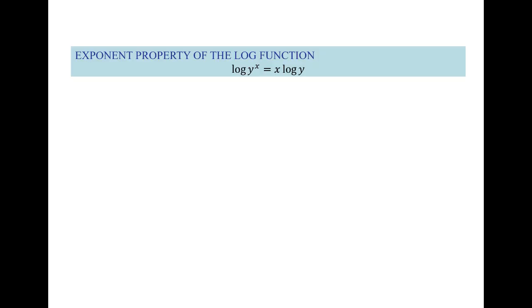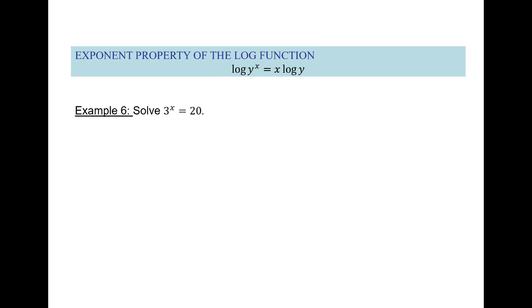So there's an important property of logs that's going to allow us to solve equations where the variable is in the exponent. And that property is called the exponent property of the log function. So if our variable is in an exponent, like it is here on the left-hand side, then what the exponent property says is that we can bring it out front and treat it like a coefficient. Okay, so it is the same as just multiplying the log function by that x. So let's work through an example of that.